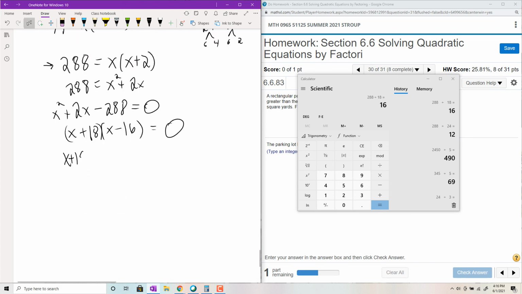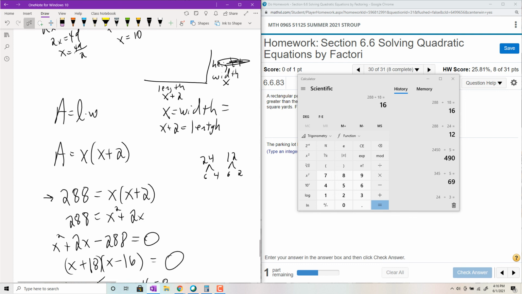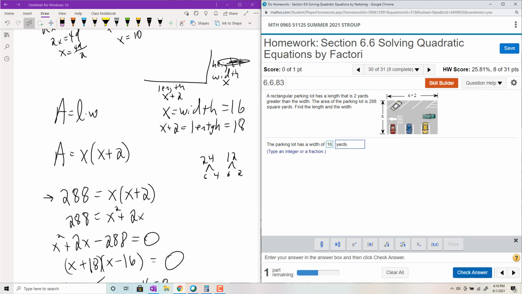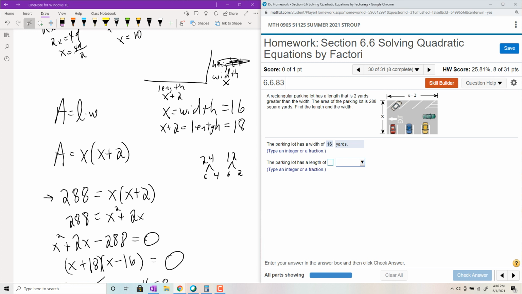And we can't use the negative answer, right? So x equal negative 18 because we're talking about dimensions here. That won't work. So the width must be 16, and then the length is 2 plus that. In other words, 18. The width is 16. And we're talking about yards. And then the length is 18.